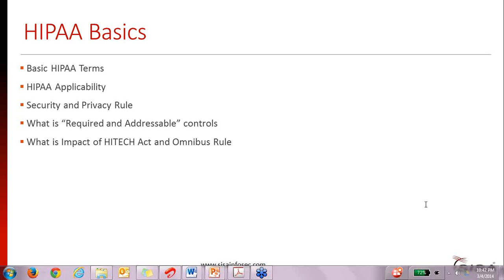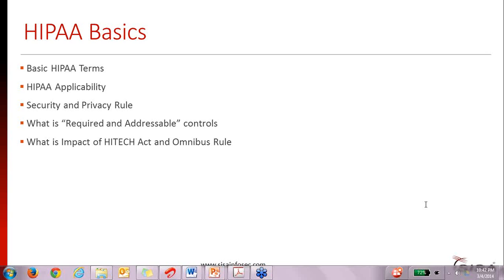For example, a control like assigning and documenting individual responsibility is a required control. It is clearly written that you have to implement it. While a control like developing and approving a training strategy and plan is an addressable control. The entity can decide, based on the associated risk and environment, whether to go ahead with this control or not implement it, but they have to give a reasonable justification for not implementing this kind of control.